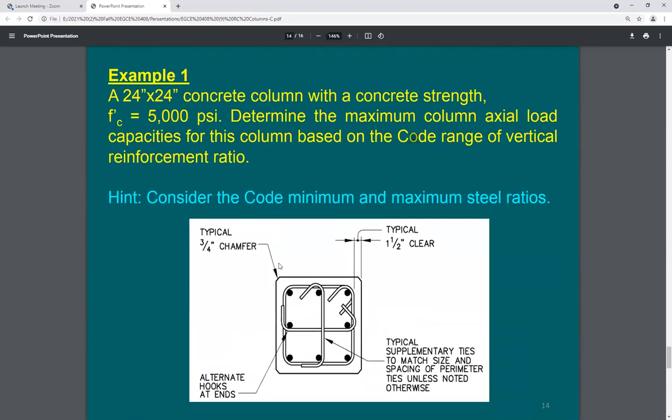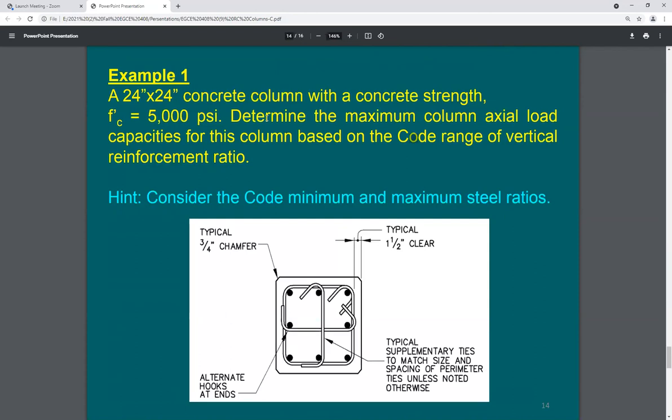Right. Second problem here. You have the column 24 by 24. Good thing you have cross ties everywhere, right? Good. f'c is 5,000 psi. Determine the maximum column axial load capacities for this column based on the code range for vertical reinforcement ratio.